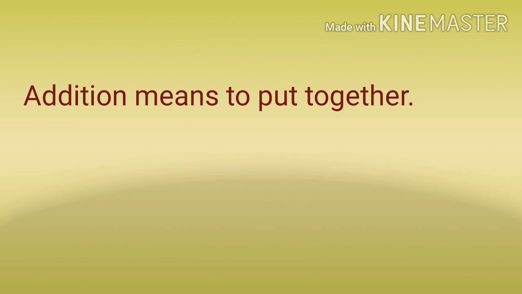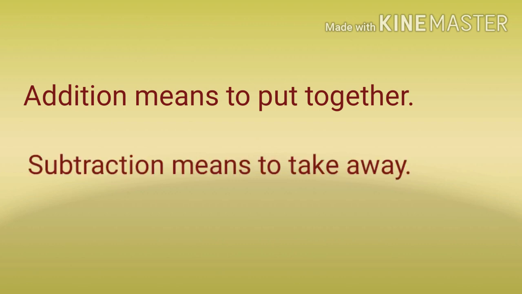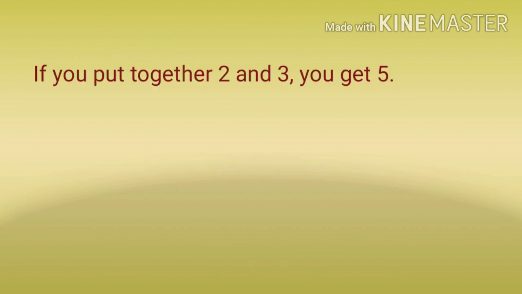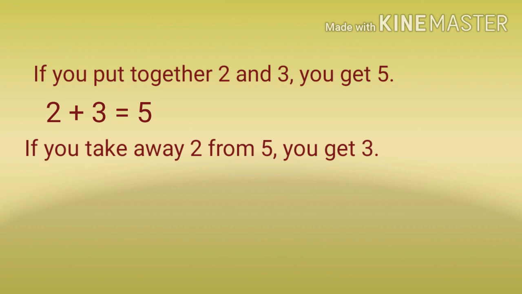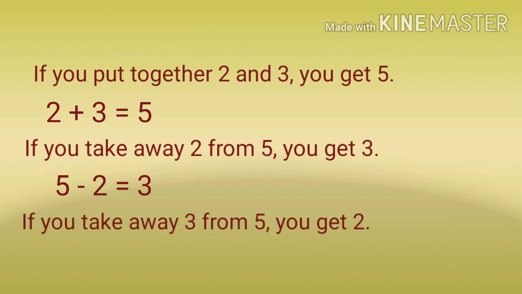Our next topic is the relation between addition and subtraction. See, addition means to put together. Subtraction means to take away. That is, if you put together 2 and 3, you get 5. That means 2 plus 3 is equal to 5. But if you take away 2 from 5, you get 3. That is, 5 minus 2 is equal to 3. If you take away 3 from 5, you get 2. That is, 5 minus 3 is equal to 2. So we can say that addition and subtraction are the opposites of each other.